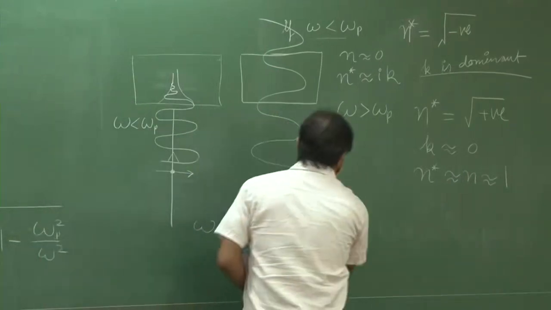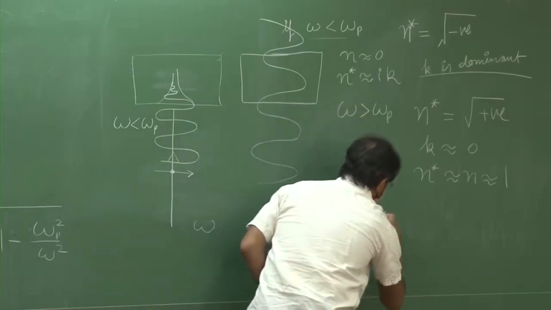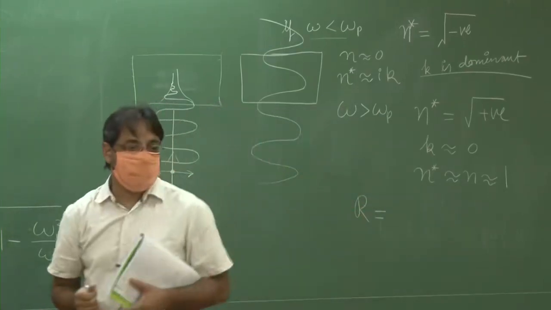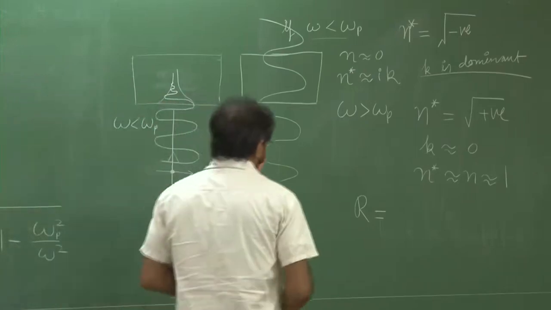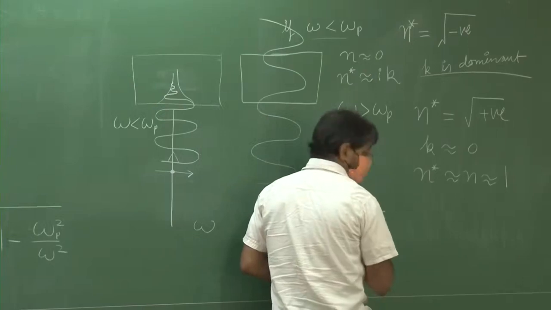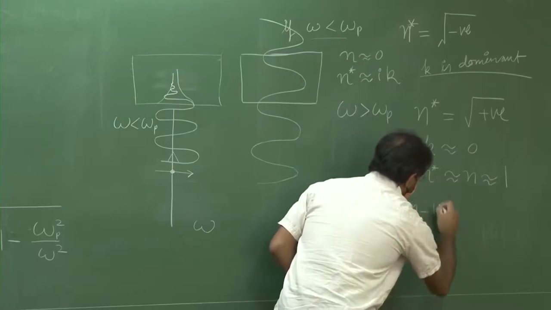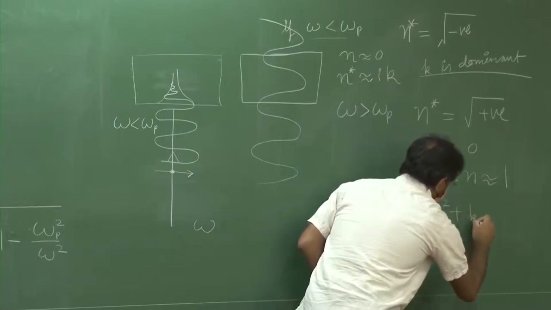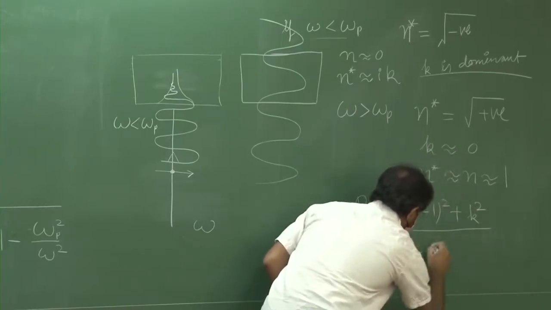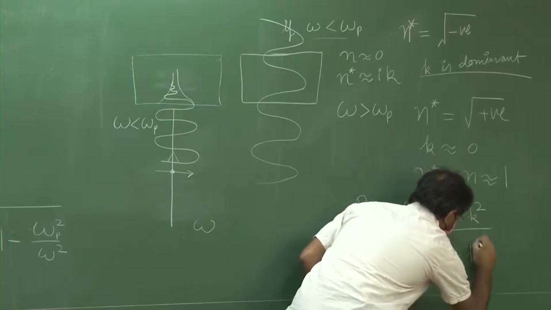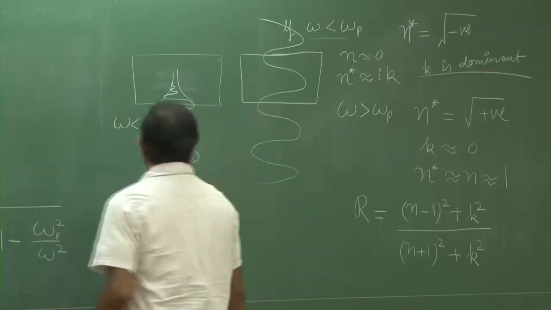Very interestingly, if you plot a quantity called the reflectivity, the expression for which you may have derived in your quantum mechanics textbooks, where you may have seen reflectivity for barriers and so on. The reflection coefficient, or the reflectivity, is defined as (n minus 1) whole square plus k square, divided by (n plus 1) whole square plus k square. Now, when omega is less than omega p, what happens to R?